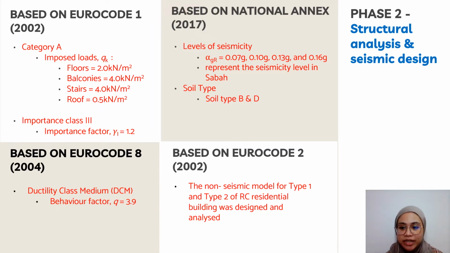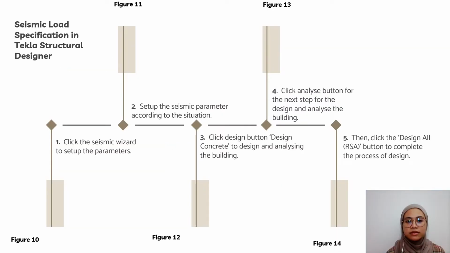The structural analysis and seismic design processes are covered in Phase 2. Both types of model were classed as Category A by Eurocode 1. There are 4 levels of seismicity represented by the reference peak ground acceleration, and 2 types of soil were taken into account for this study. Based on the National Annex, these values represent the seismicity level in Sabah. The ductility class medium was applied to all seismic models, and the non-seismic model of the RC residential building was designed and analyzed in compliance with Eurocode 2 without any seismic design consideration for both types of model. These are the load specifications in Tekla Structural Designer.